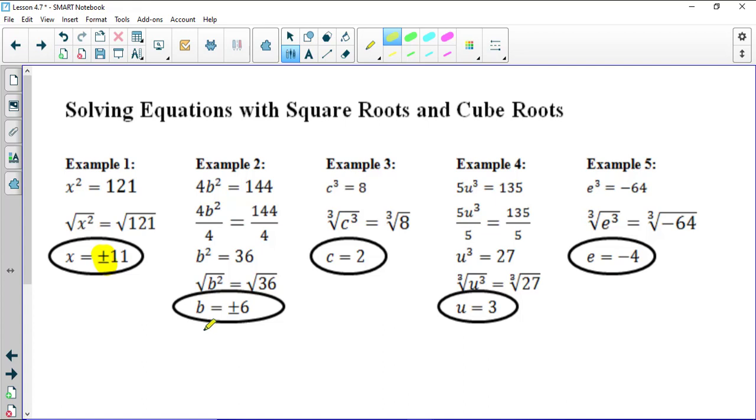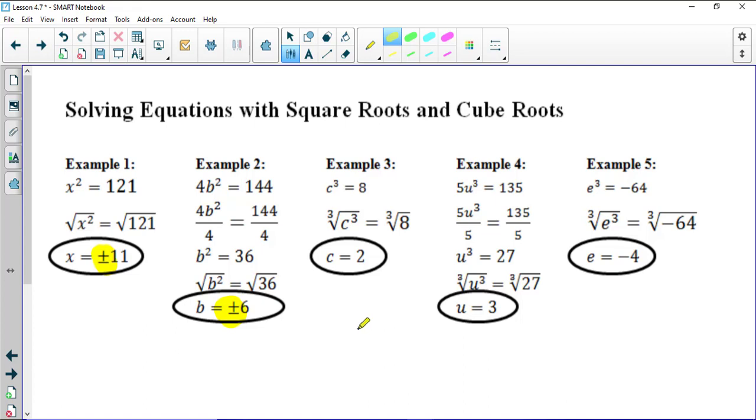In example 2, we want to isolate that b squared first. So I divided both sides by 4. That gets me b squared equals 36. Then I take the square root. And again, I get that plus or minus 6 here because we have two solutions to an equation that contains a variable squared.